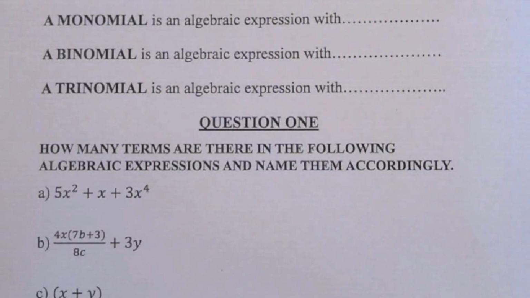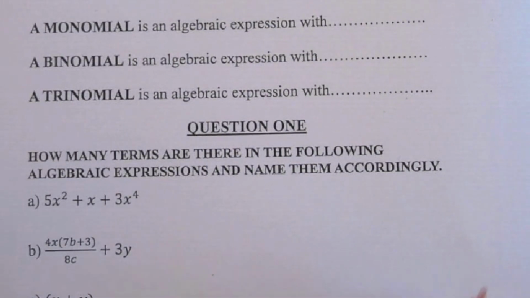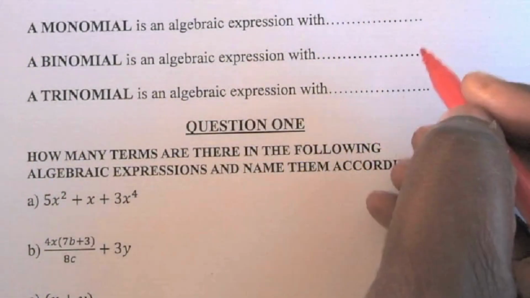In today's lesson, we are going to look at algebraic expressions. An algebraic expression consists of a number of terms that are separated by a plus sign or a minus sign. The way an expression is named depends on the number of terms in that expression. A monomial is an algebraic expression with one term only.